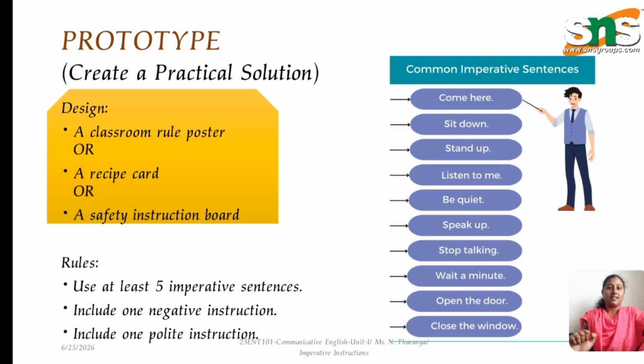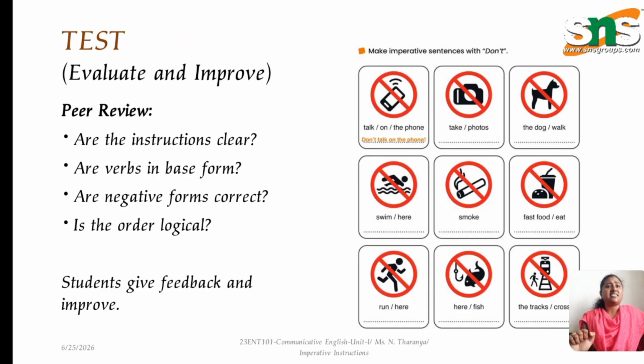The next one is test and evaluation. After creating instructions, students should evaluate them using simple questions. Are these instructions clear? Are verbs in base form or negative forms correct? Is the order logical? These things should be tested and evaluated to improve their imperative instruction skills. Peer review is an excellent way to improve communication skills because students can identify mistakes and suggest improvements.